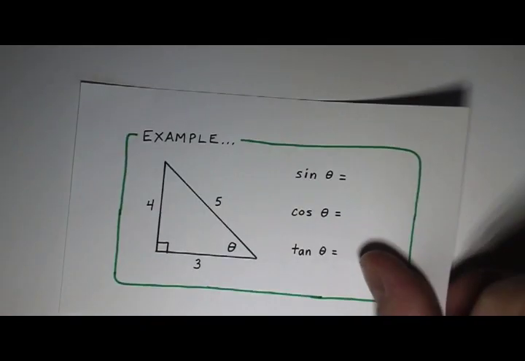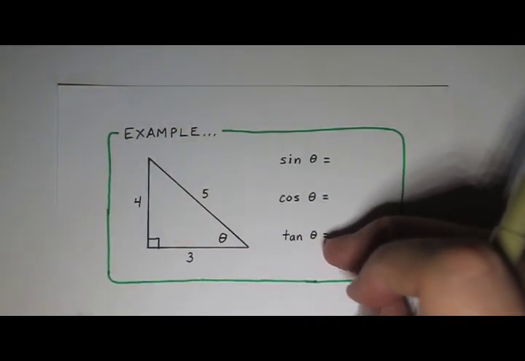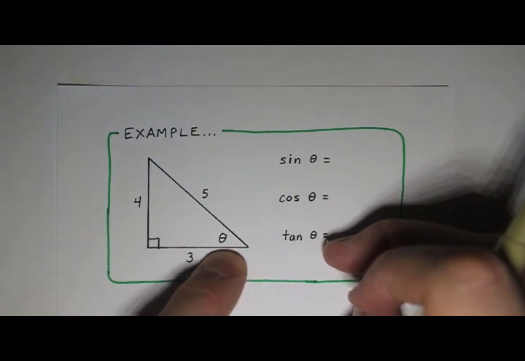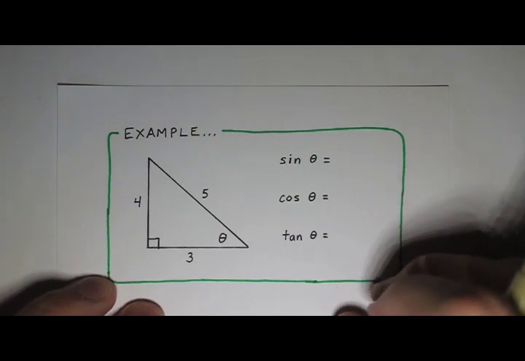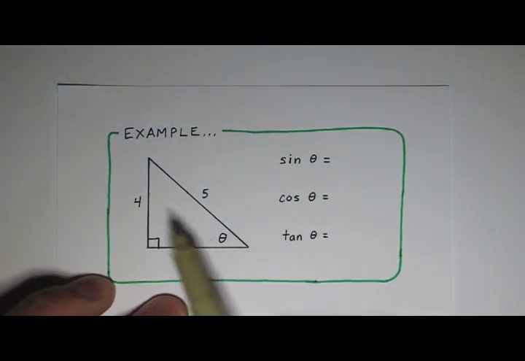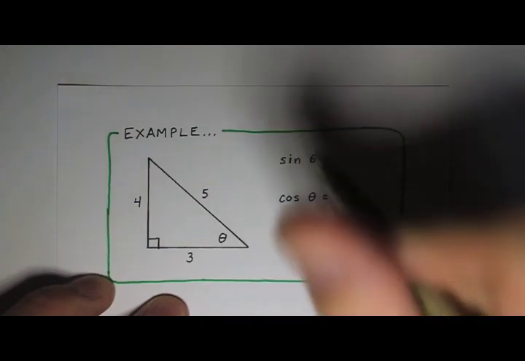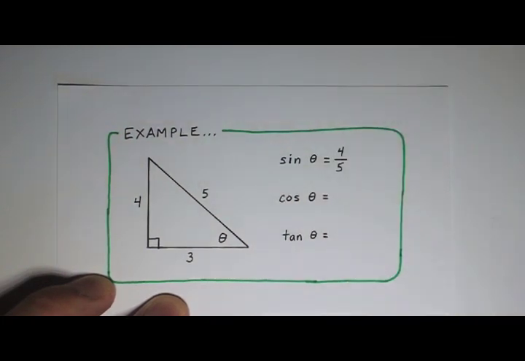Suppose we have a triangle, and we know the three sides, 3, 4, hypotenuse is 5, and then the angle theta. You should always check and make sure it's a right triangle because this only works for right triangles. And we can find the sine, the cosine, and the tangent of this angle theta. So sine, remember, is opposite over hypotenuse. That's the SO part of SOHCAHTOA. So opposite is 4 in reference to this angle. Hypotenuse is 5. So the sine of theta is 4 divided by 5, 4/5.